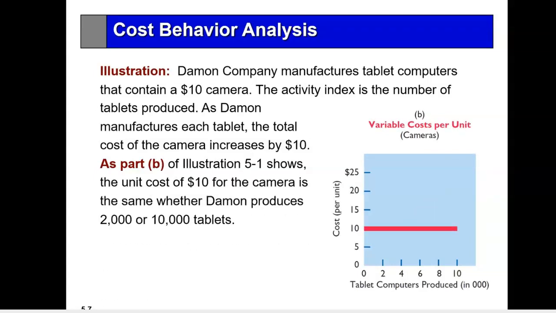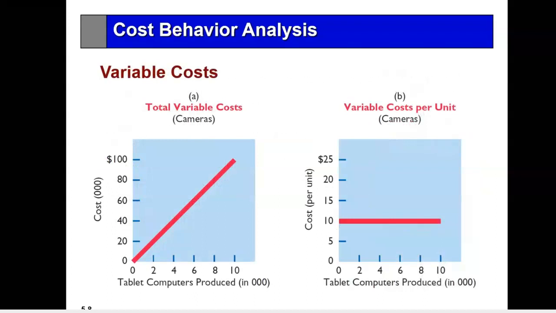However, if I'm talking about a variable cost per unit, then the $10 camera for each tablet produced remains the same unit cost. That is, it does not change on a unit basis with changes in the level of activity. So if I'm looking at the graphs on the left, total variable costs are proportional. Variable cost per unit is constant at $10.